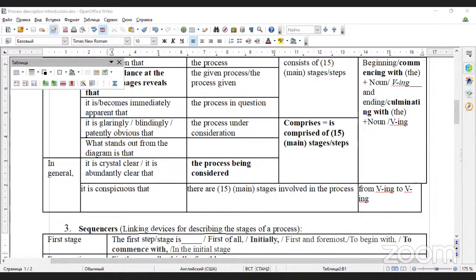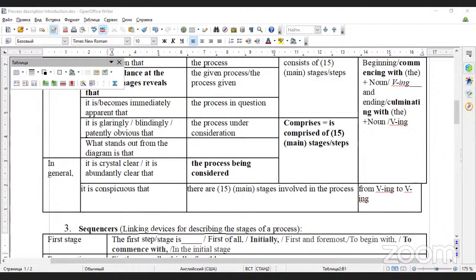Now, what are some synonyms for the word next or after that? So you will need words that mean next or after that. What are some of the possible synonyms? Okay, I will show you my examples.